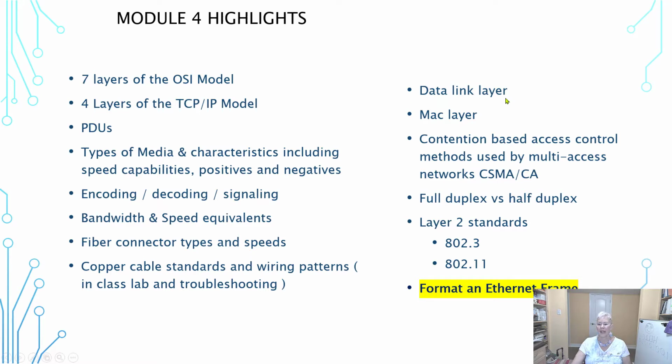What is the data link layer? What are its responsibilities? How does it relate to layer 1? What about the MAC layer? What are contention-based access control methods? Okay, CSMA, collision avoidance and collision detection. Do you know the difference between full duplex and half duplex?